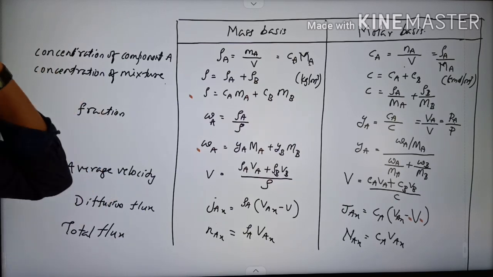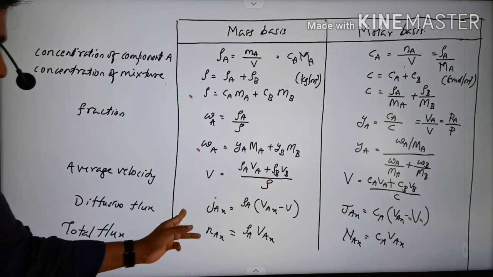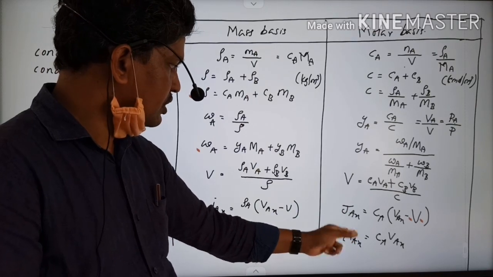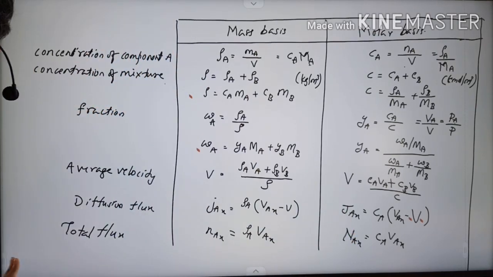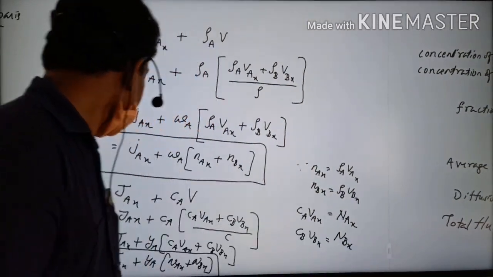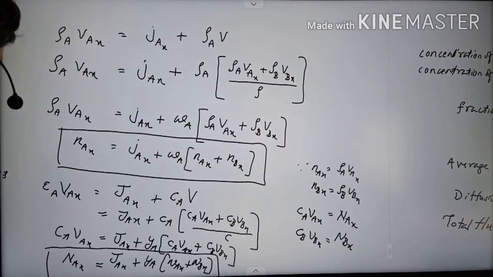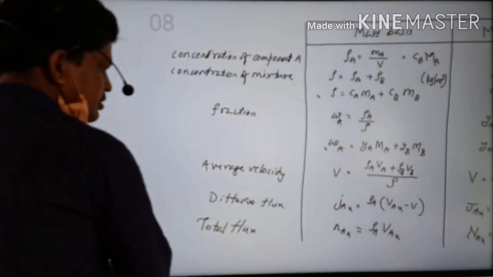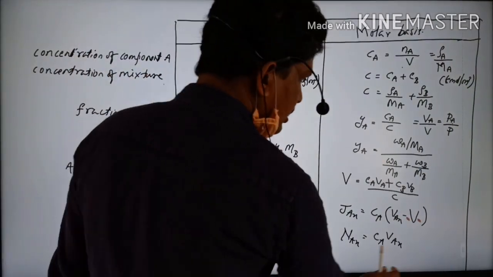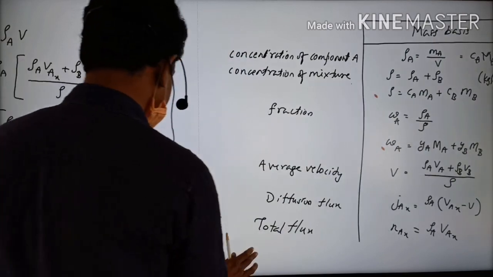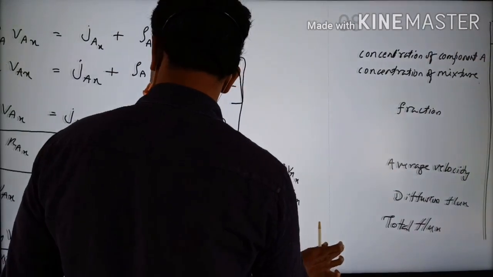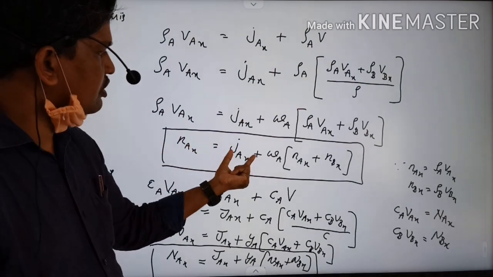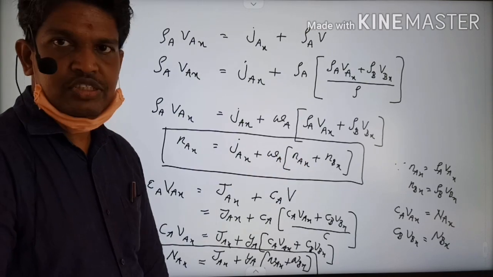Okay, these are the terminologies we have seen so far, and we have related these two also. Jx and Nx, you can connect based on this equation. Nx is equal to Jx plus, similarly, capital Nx. Next, we will see that the total mass flux is equal to the diffusion flux plus the bulk motion term, rho A Vx.